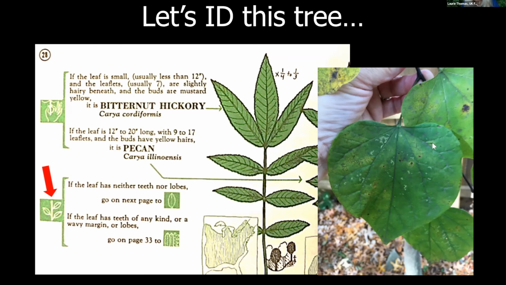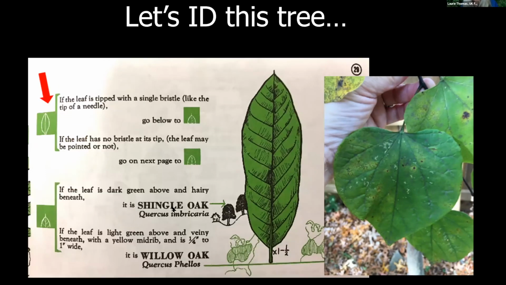Well, when we look at this, this was an example of our leaf that had entire margins. It did not have any lobes, in fact. So we know there aren't any indentations in this and there are no lobes. So we want to follow this individual leaf over to the next page, without lobes, and it's the top bracket this time.